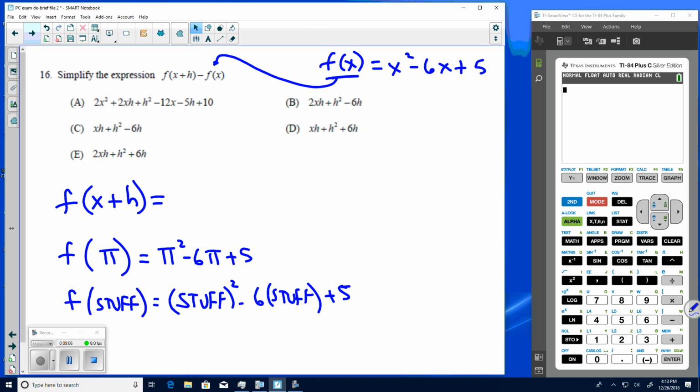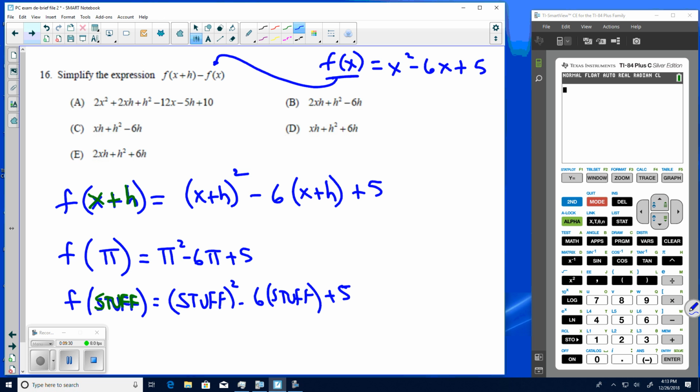Well, using that analogy, this x plus h is just some stuff. So treat it just like you would this sort of goofy way of writing the input. So f of x plus h is going to be x plus h quantity squared minus 6 times x plus h, and then plus 5. And unfortunately, that's not one of the choices, so we're expected to clean this up a little bit.